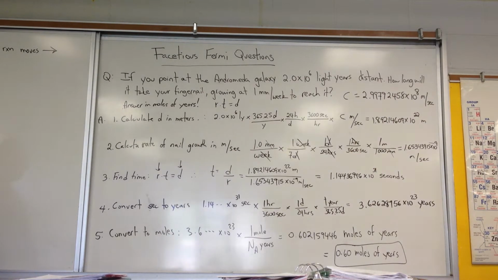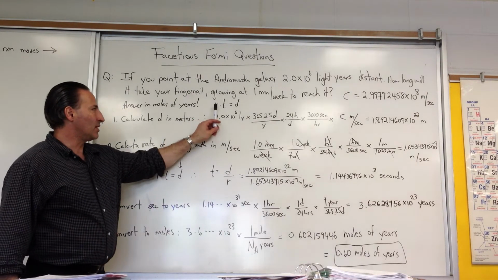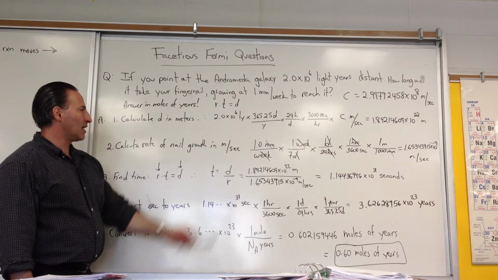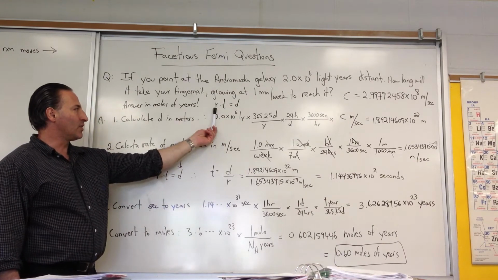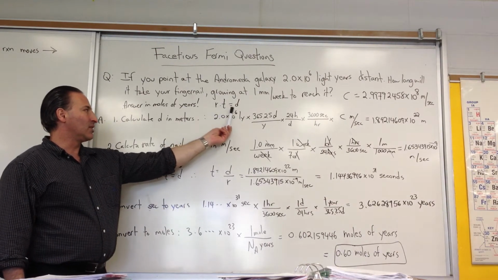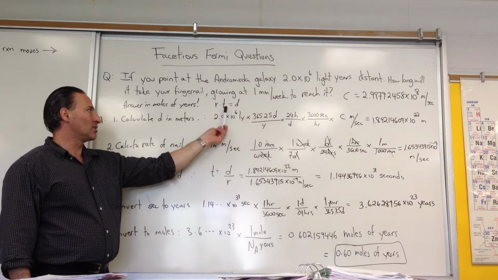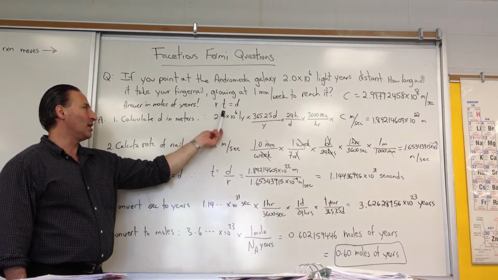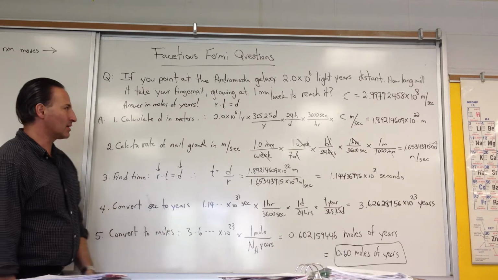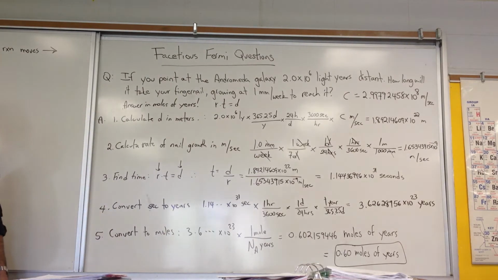The first is to calculate the distance in meters. Now, it doesn't have to be meters. I just chose to use meters. I could have used millimeters or centimeters, as long as the units equate. The reason being, I want to plug in values in the rate times time equals distance. I've been given the rate of growth of a fingernail, and I've been given the distance to the galaxy. So it's only a question of getting the right units to equate, so I can find the amount of time that it takes. So we calculate the distance in meters.